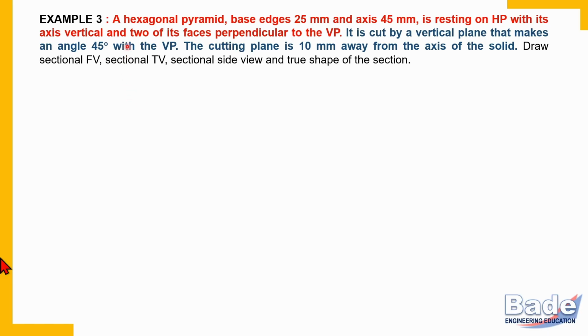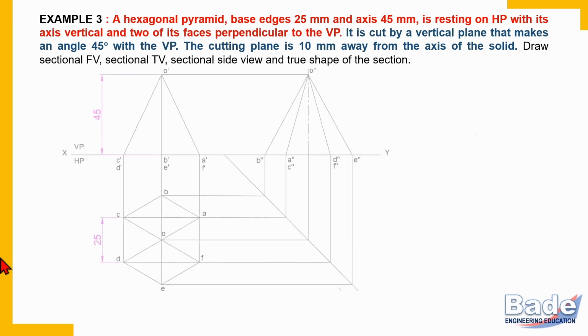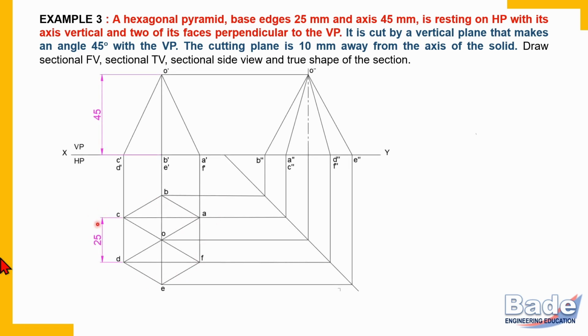About orientation, two of its faces perpendicular to the VP. So draw hexagon with two base edges vertical, that is perpendicular to XY line. So let's continue. So here true shape of base. Check here, two edges are vertical. So draw hexagon in this manner, and like earlier two problems, complete front view. Apex is 45 mm because that is height of the object given. And by drawing projectors, complete side view also. Don't make any single line dark. Unless you cut object, you should not make any single line dark.